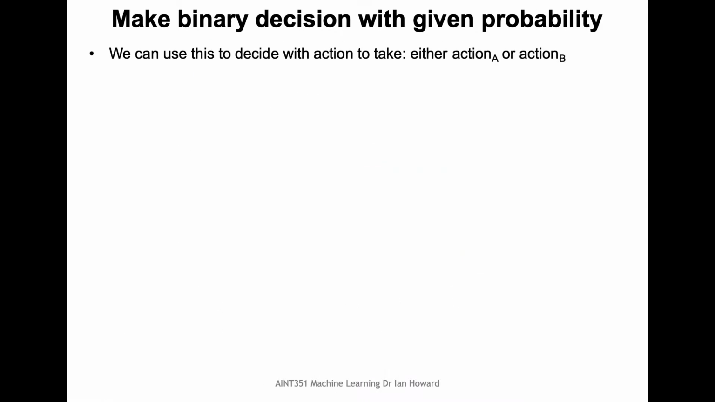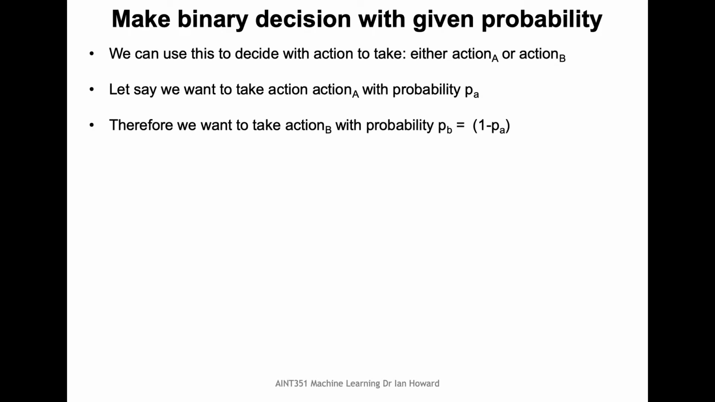So what can we do? Imagine we want to now sample from this uniform distribution using RAND, and we want to take either action A or action B. Let's say we want to take action A with probability PA. What do we have to do? Well, it's actually really simple.